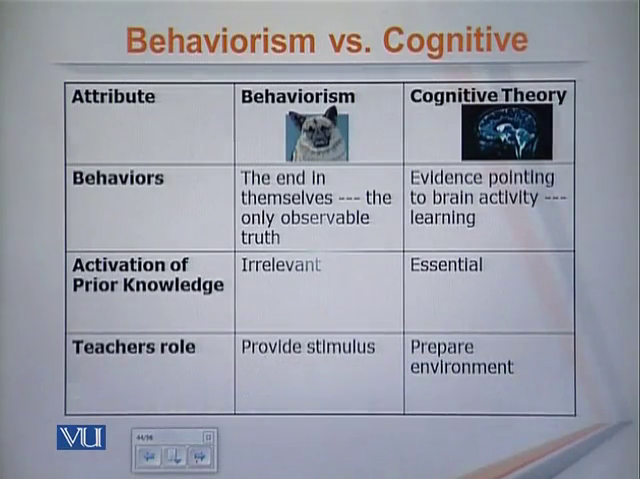Let's take a look and compare behaviorism with cognitive psychology. Let's first look at the attribute. How did we learn about behaviorism? We learned about behaviorism through the work different individuals did using animals as their primary source. And that is why you see the dog, the representative animal over there.